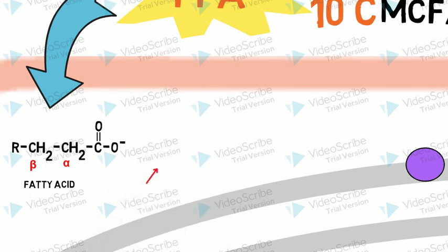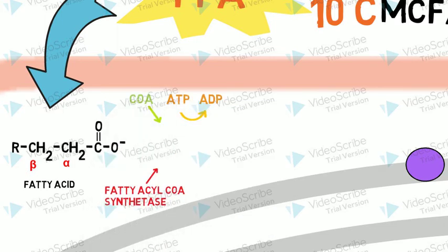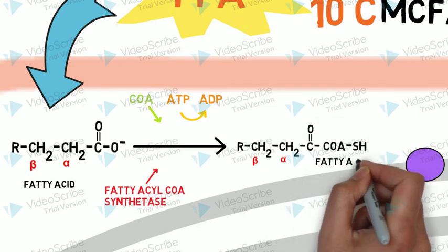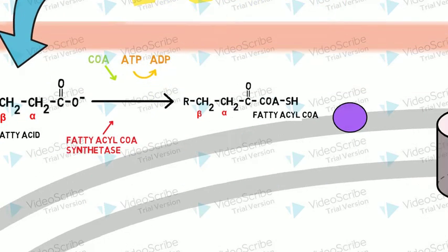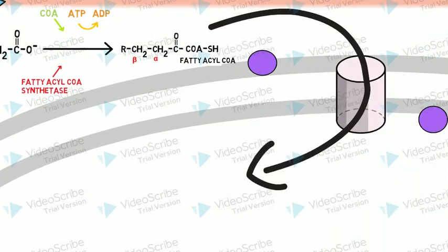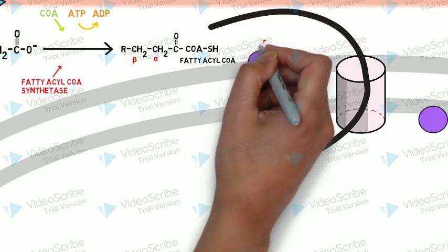The first thing we have to do is to prevent this free fatty acid from leaving the cell. To do this, we use a special enzyme, the fatty acyl-CoA synthetase, to add a CoA on it. This process uses energy. As a result, a fatty acyl-CoA is formed. So now we have activated the fatty acid and can keep it inside the cell. But we have another problem. We cannot transport it into the mitochondria because of the CoA.